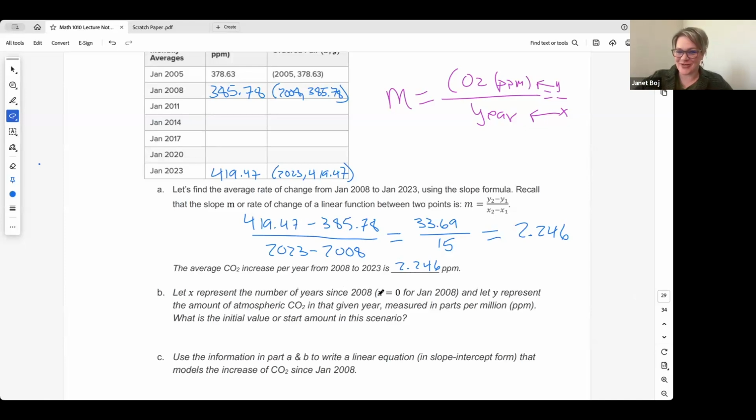Now that we found that rate of change or the slope, they're asking us to let X represent the number of years since 2008. So 2008 will be our 0 point. When X is 0, that is the y-intercept.